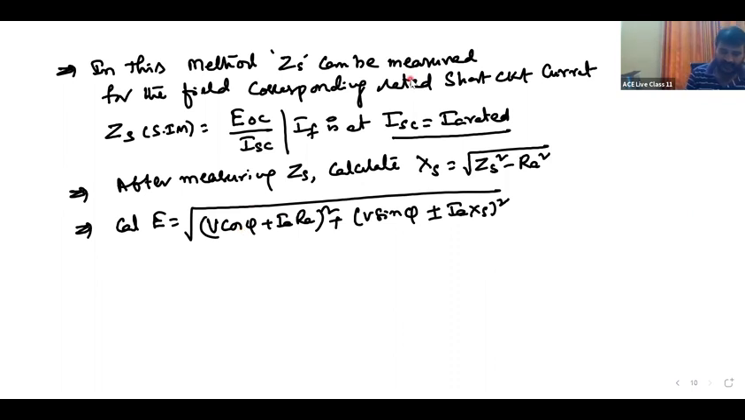Calculate E, then what is the regulation? Regulation is equal to (E minus V) by V into 100. This is the regulation. The regulation method is very simple. ZS is measured for IF corresponding to IA rated.